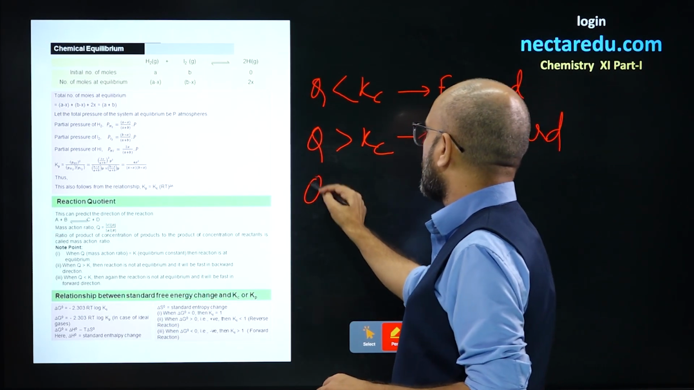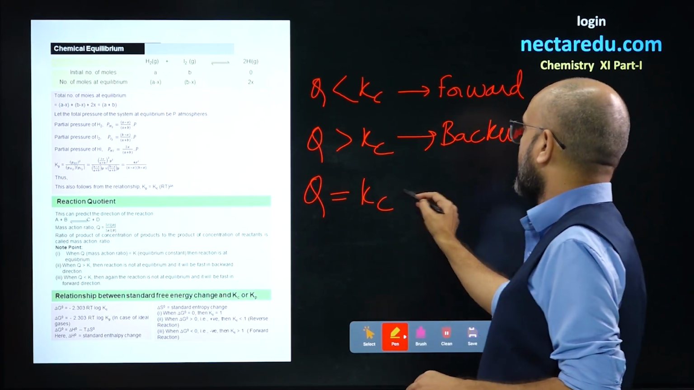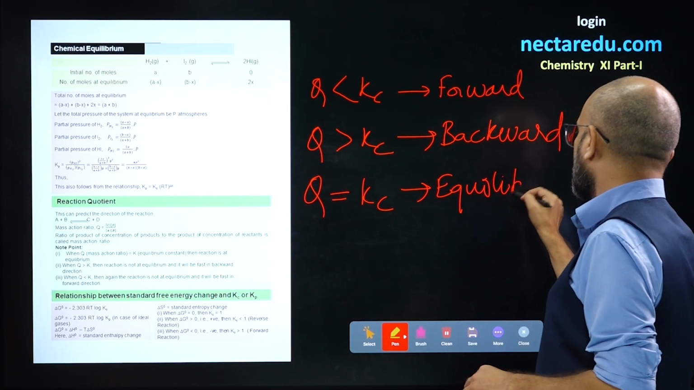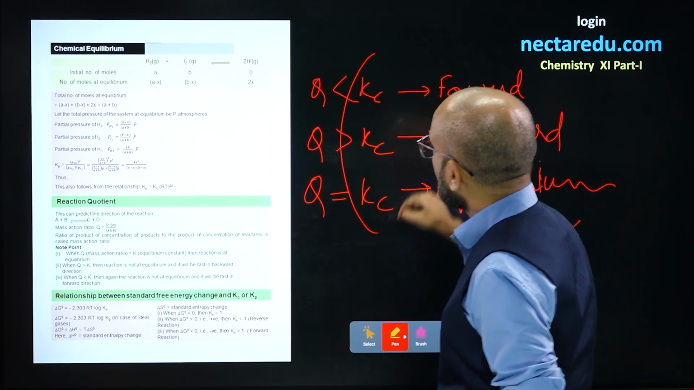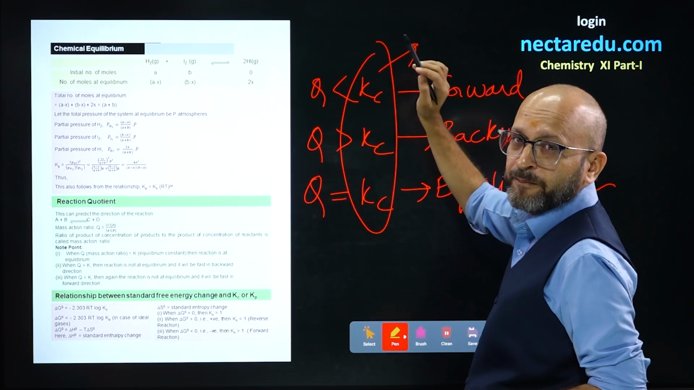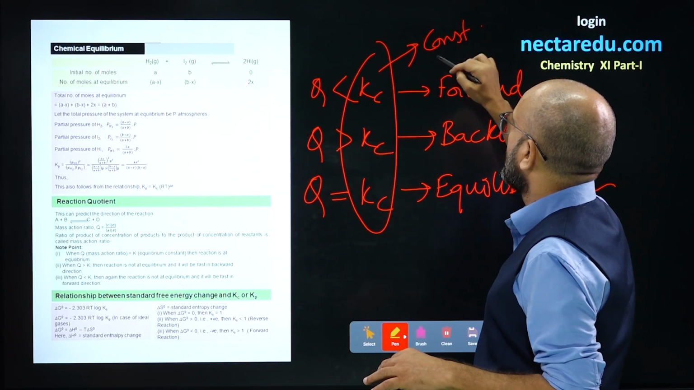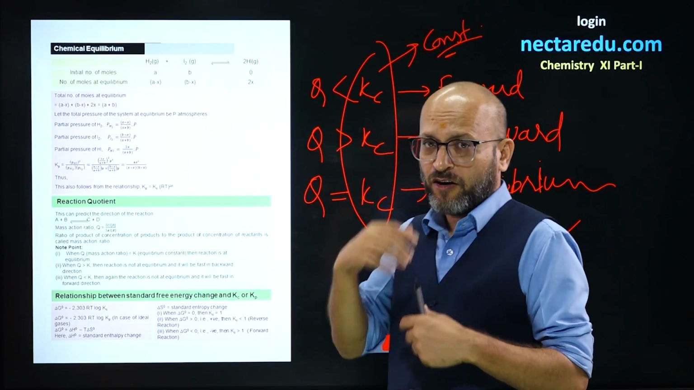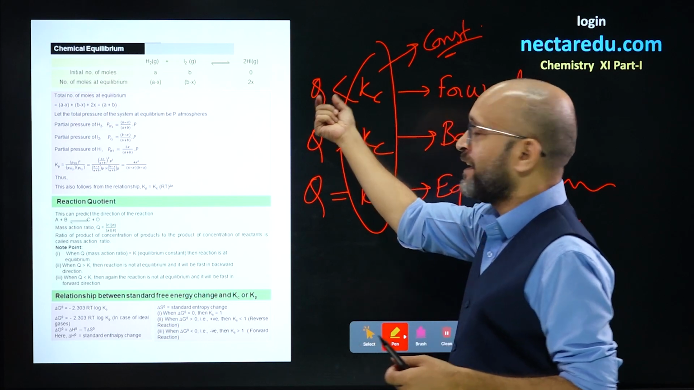And if Q equals Kc, that means reaction quotient equals equilibrium constant, that means we are at equilibrium. Reaction is at equilibrium, right? So Kc is a constant value. It depends on temperature. For a given reaction, Kc is constant, and Q depends on which stage the reaction is at. So if it is beginning, then Q is very less.